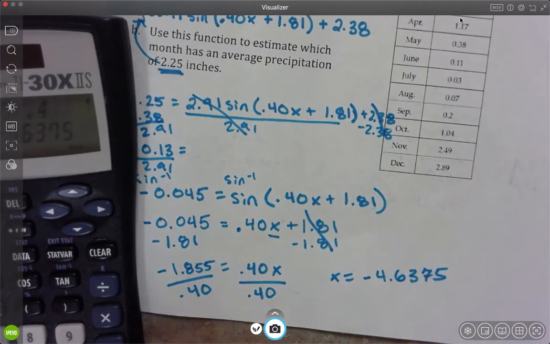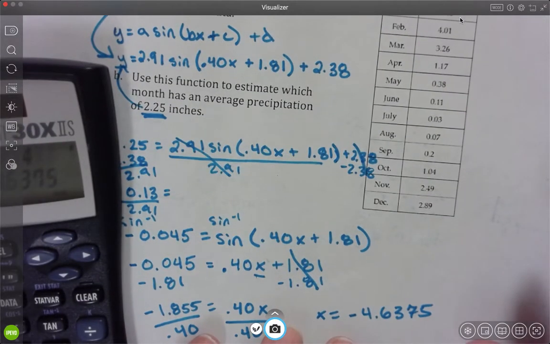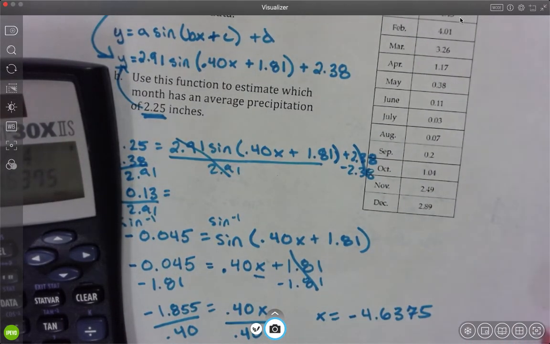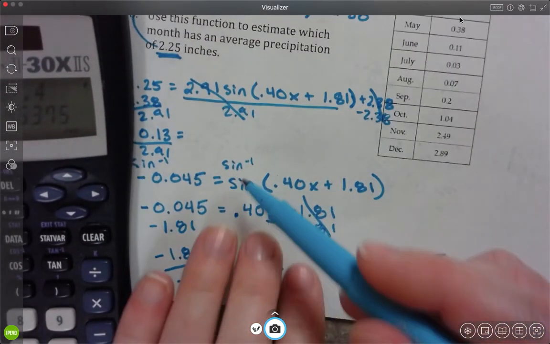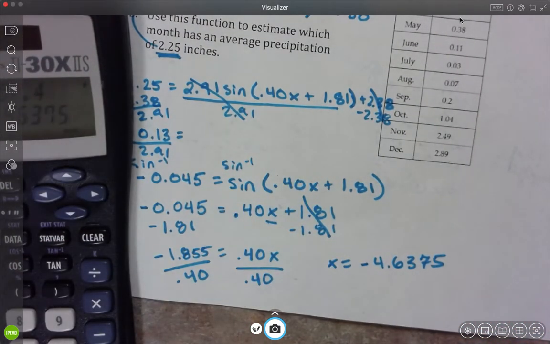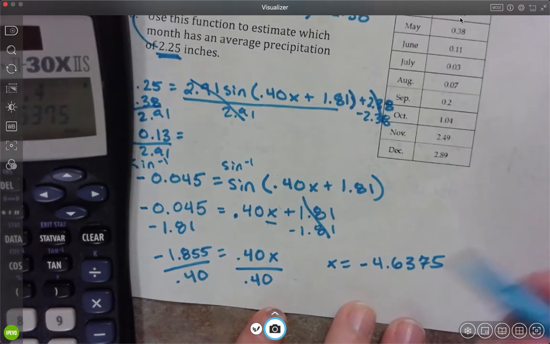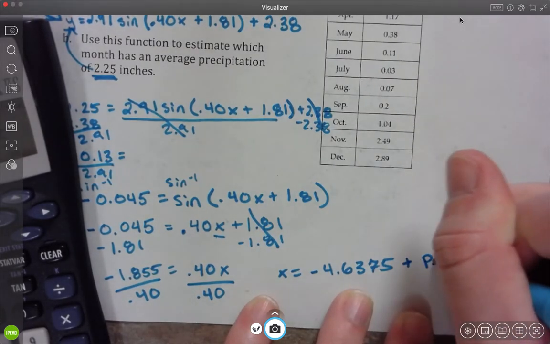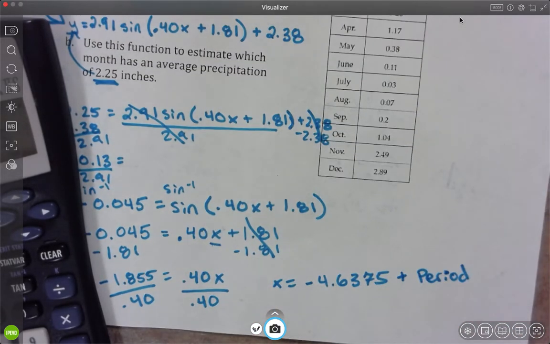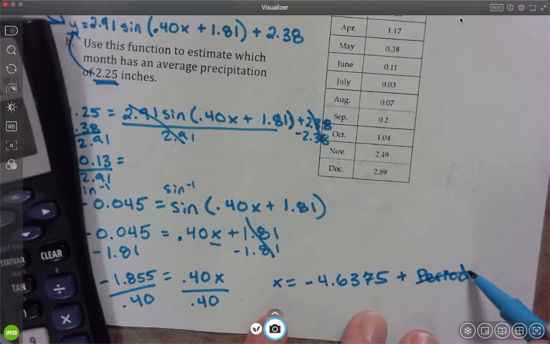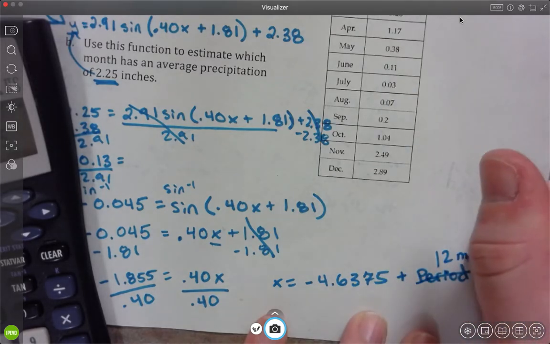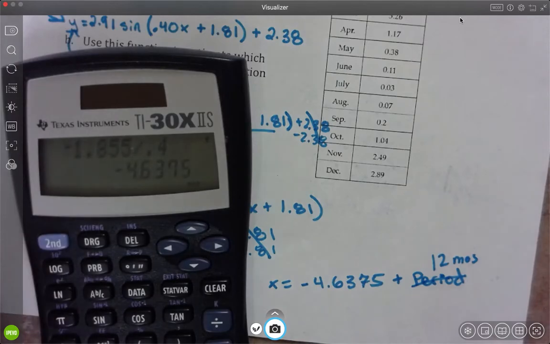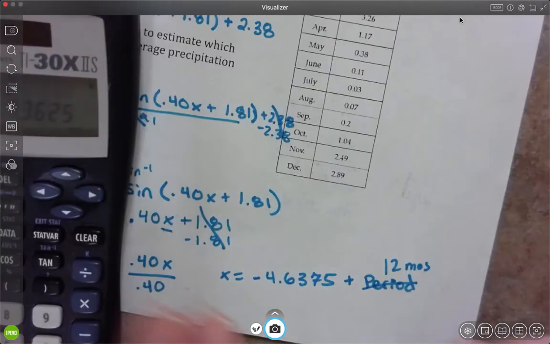Well, x is supposed to represent time, like one of these months in here. But how can I have a negative month when my months only go 1 through 12? Since my calculator will only spit out the negative number for inverse sine, I need to add the period onto it to figure out where it is in my cycle of 12 months. The period for this function is 12 months, so I'm going to add 12 to that, which gives me month number 7.4.